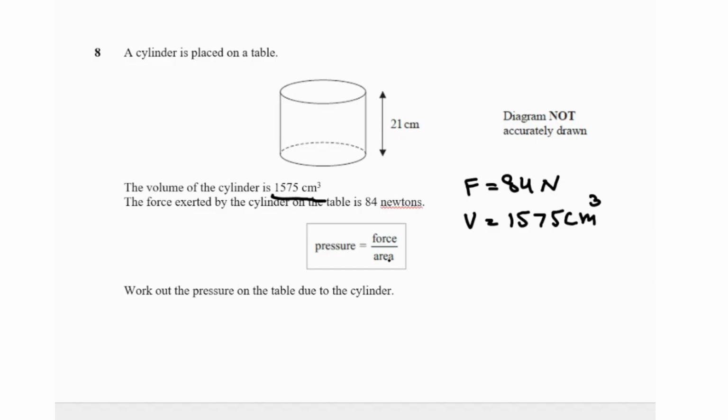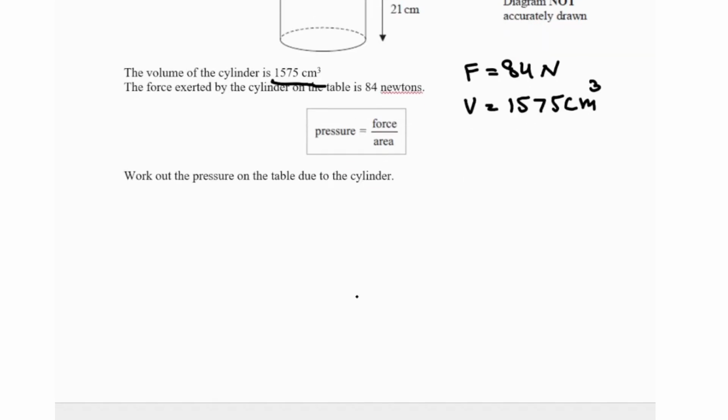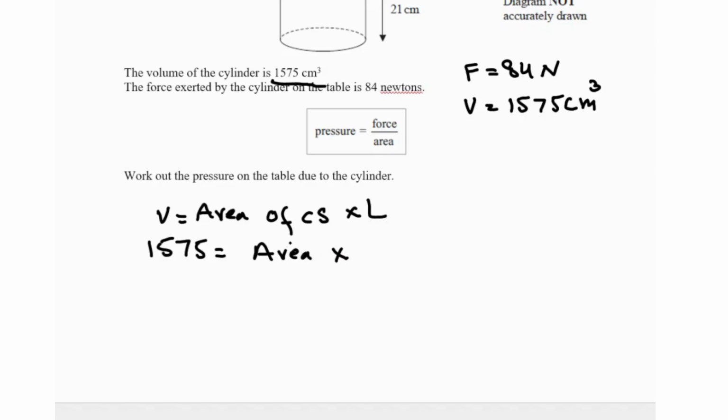And we know, simply, what's the formula for volume? Volume formula is area of cross section times length, and we have given volume is 1575. Area we don't know, but we know the length. Length is given 21. If we divide both sides by 21, what will we get as area? So area we will get over here is 75 centimeter squared. That's the area we got here.